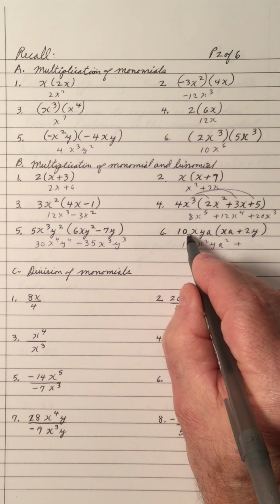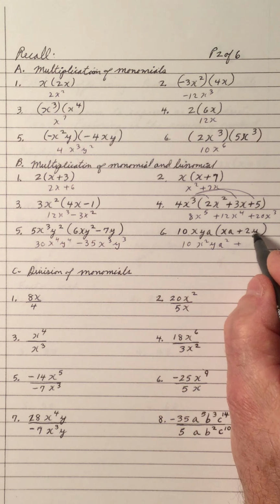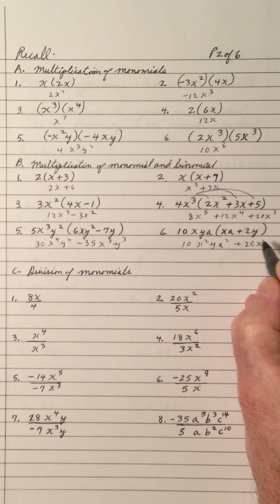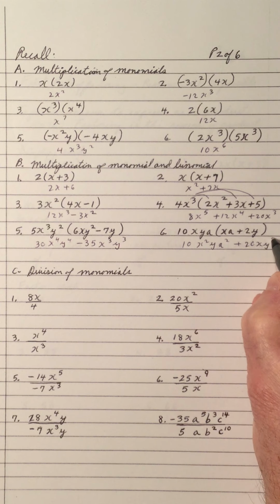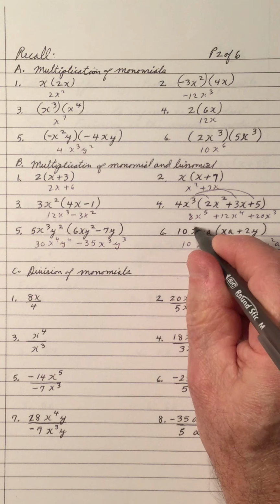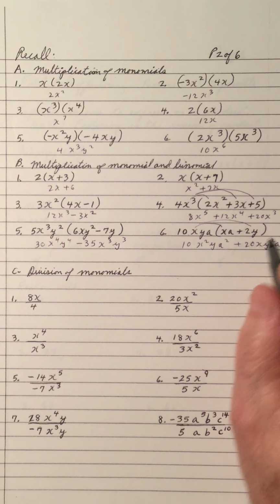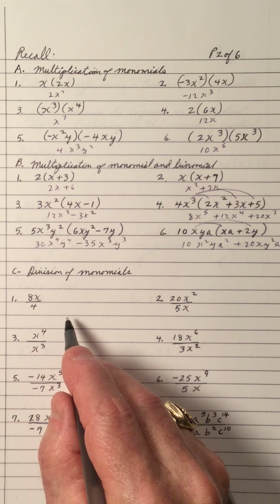And then 10xya times 2y is a 20xy squared with an a. And so notice 10 times that one, and then 10 times that one. Perfect. Let's review the division of monomials.